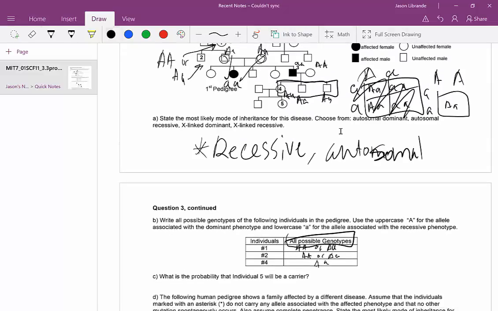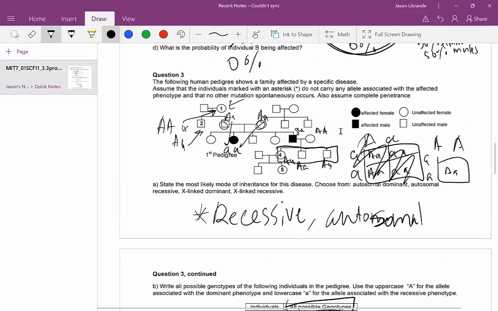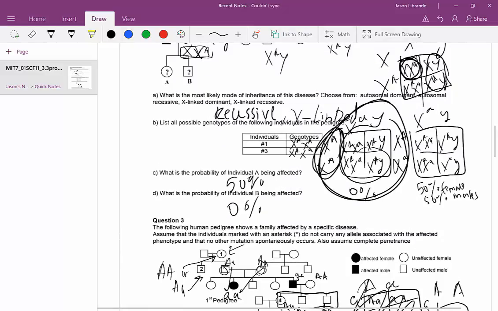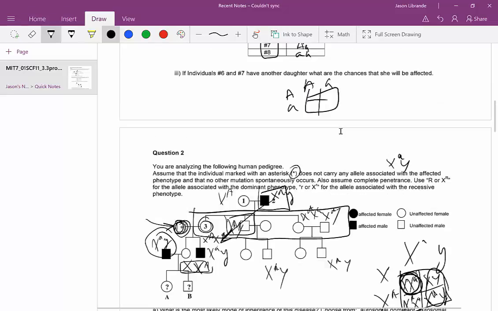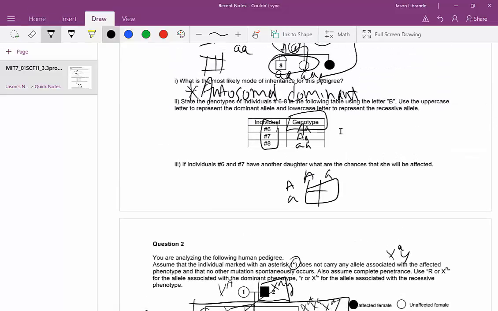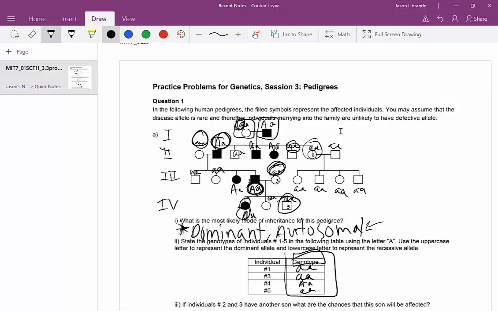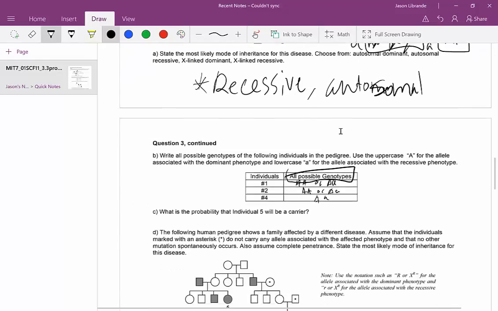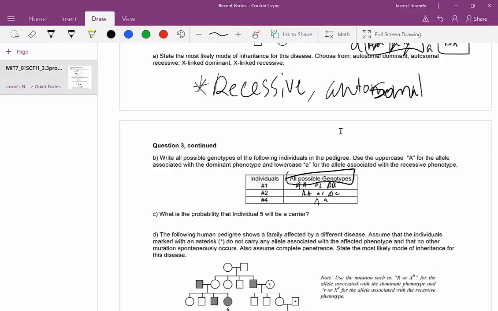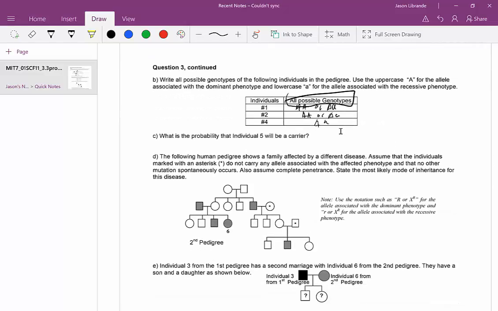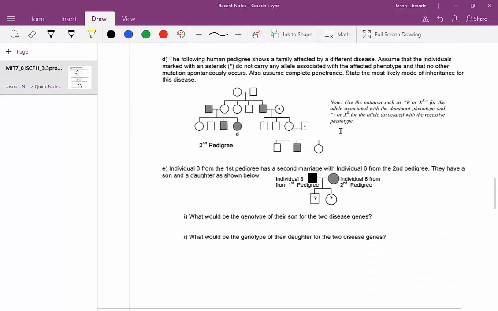So again, be careful with the tables, make sure to read them. This one says all possible genotypes. Let's go back to other tables and see what they said. This one just says genotypes. So this one implies that you will be 100% certain what the genotype is. Same with that one, and same with this one. So really it was until question 3, part B, that we saw all possible genotypes instead of just genotypes. So just be aware there's some wiggle room with some of these genotypes.